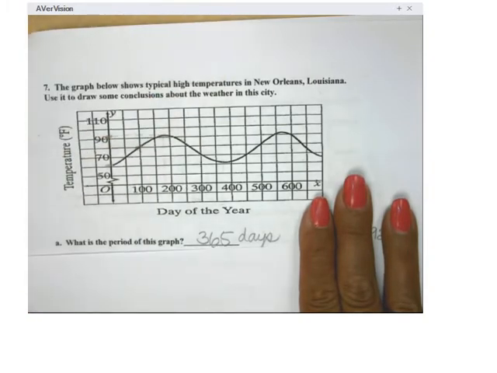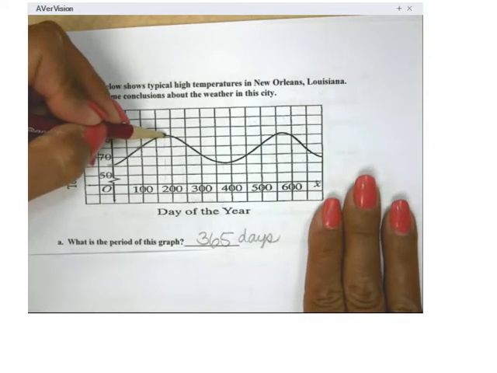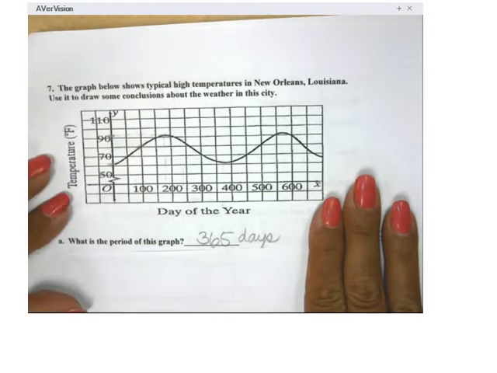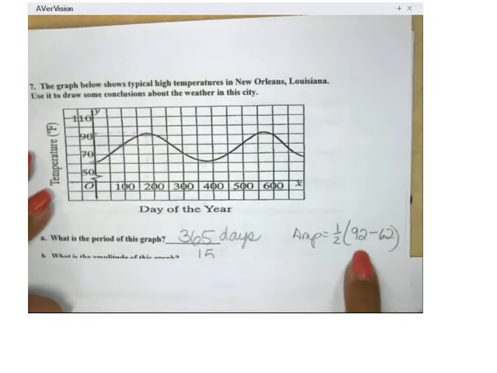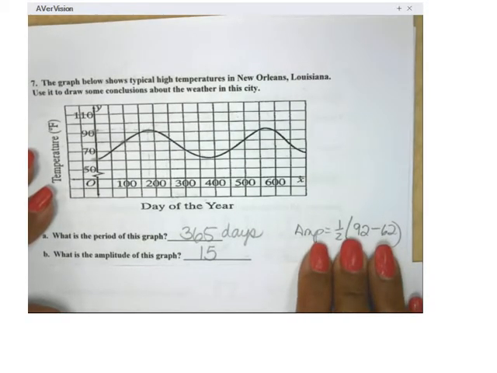And remember, for our amplitude, we're going to look at our high and our low. This looks like the high is about 92 degrees. Average low looks like about 62 degrees. So this difference is 30 degrees Fahrenheit. However, that's not the amplitude, remember. We have to take half of that. So the amplitude is half of that difference, so we have an amplitude of 15.